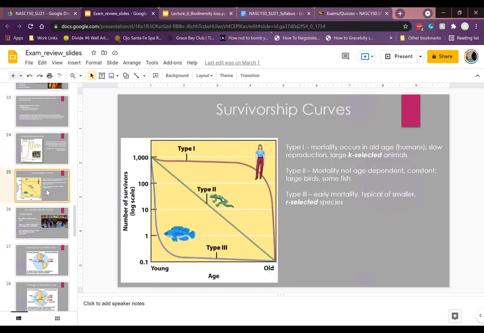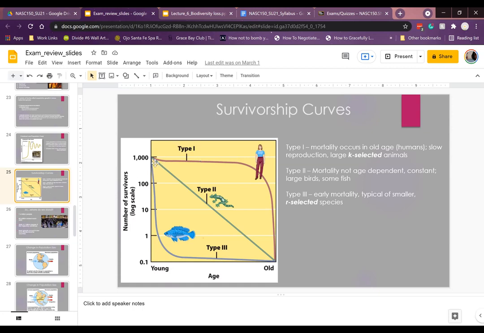Then we discussed, and you also created your own survivorship curves for your cemetery data, where we have three distinct types of survivorship curves. And remember, what matters for these curves is how to read them, right? I don't care that you know that type one is for R-selected or K-selected species, right? I just want to know that you can read them. That's what's most important for these curves.